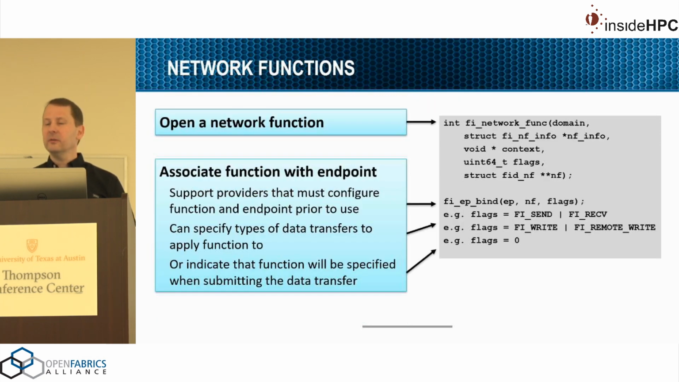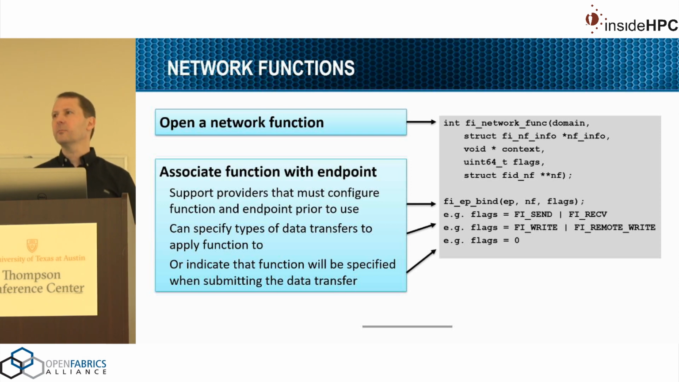So how does an app use it? We would introduce a new API. This would be at the domain level, where the application would say, okay, I've queried, I've found out what network functions are available, I've extracted the ones that I want to use, and then it needs to open the network function. So it opens a network function, and this would define the type of operations that I want to have applied to data transfers, either on sends, receives, RMA operations, whatever it is. This is the network function I'm going to use. And then it associates that network function back with an endpoint.